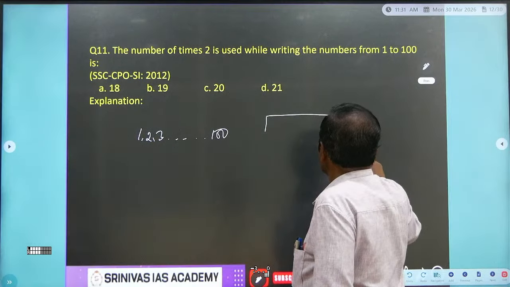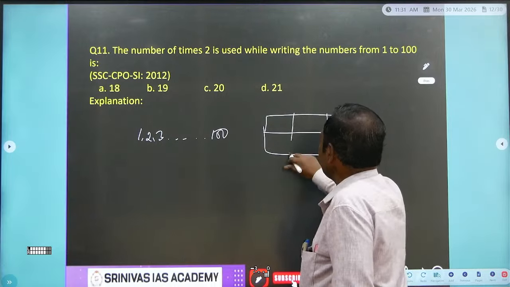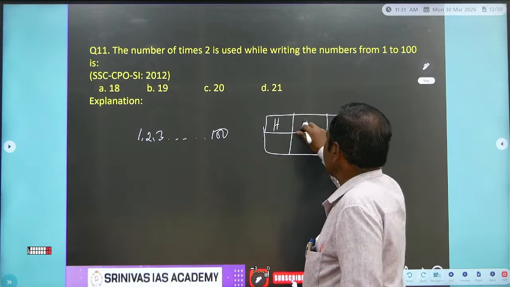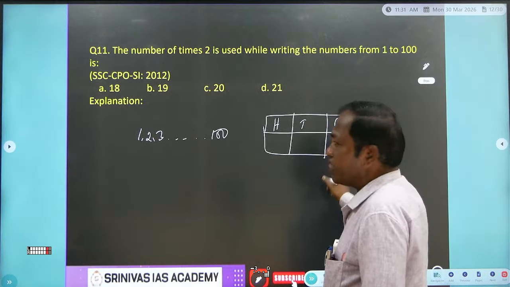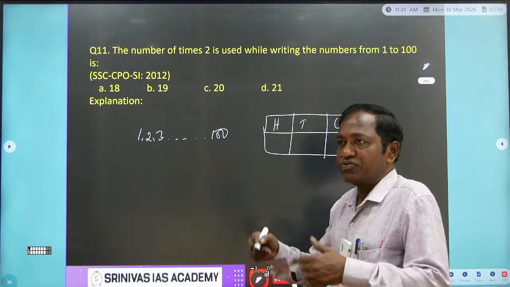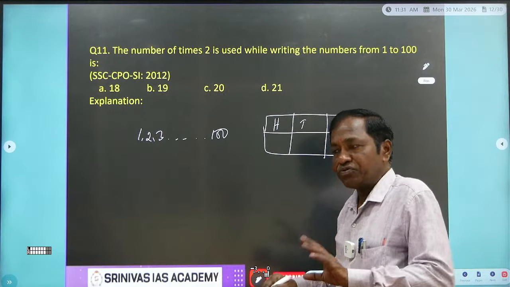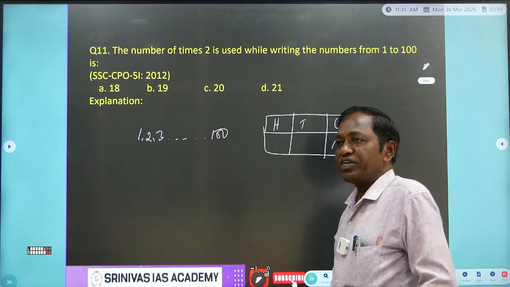Put a box like this. 100 is a 3-digit number: hundreds place, tens place, unit digit. How many 2s do you write in the unit digit? 2, 12, 22, 32, 42, 52, 62, 72, 82, 92. 10 times you write.